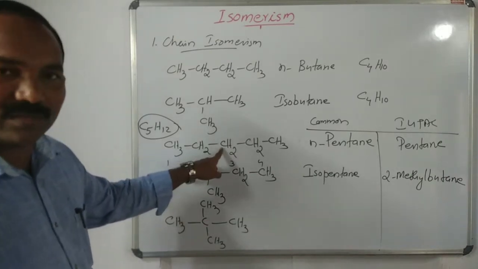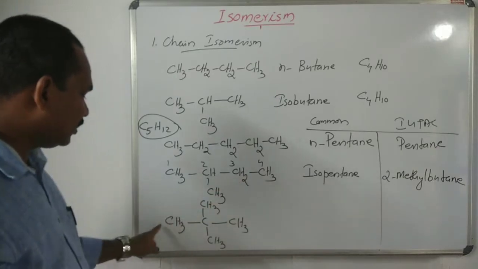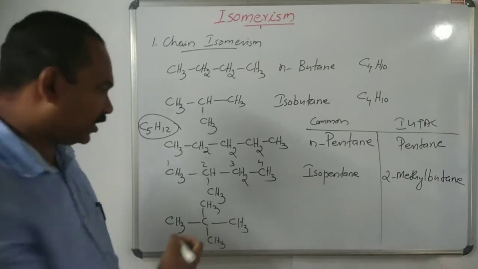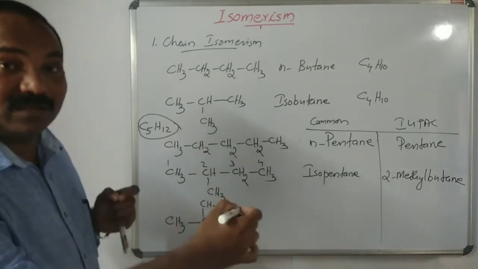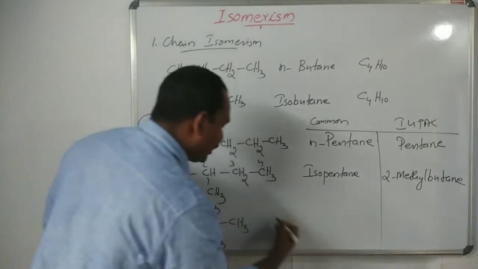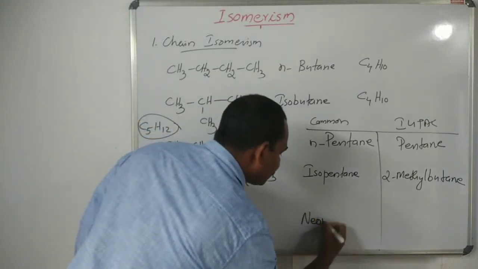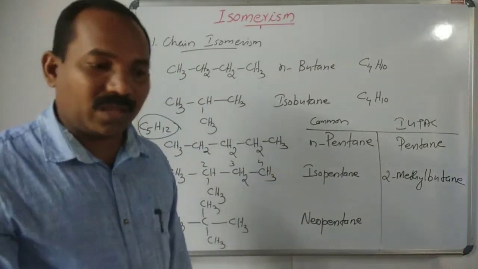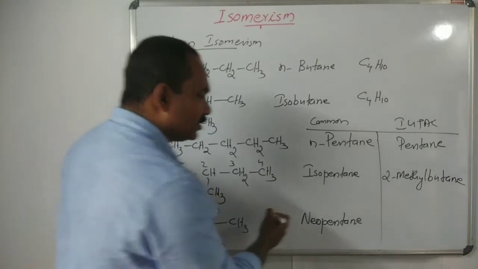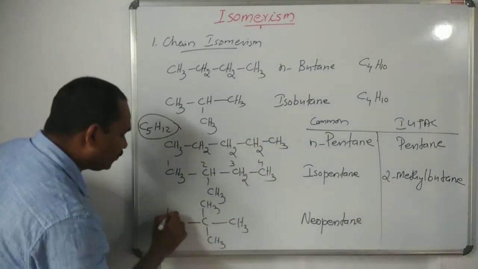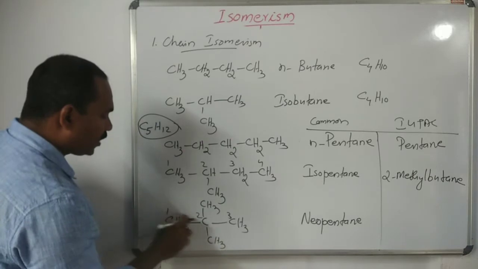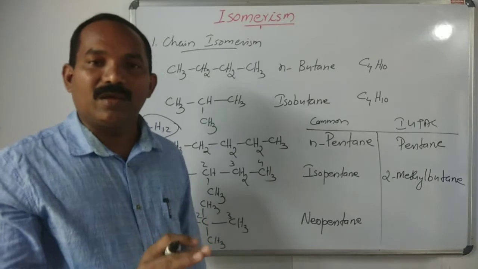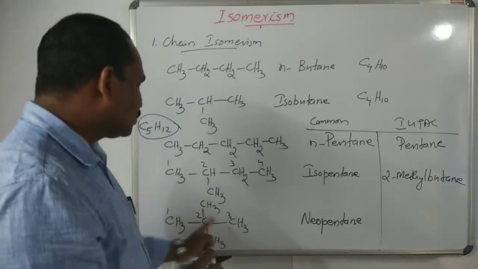So 5 carbon atoms in the chain, 4 carbon atoms in the chain, 3 carbon atoms in the chain. Okay, degradation in the carbon chain. Not in the carbon chain, in the structural chain. Then it is called neopentane. Neopentane. Neo means new. Then what about the IUPAC name? 1, 2, 3. Maximum is 3 in the parent chain. Okay, so 1, 2, 3.